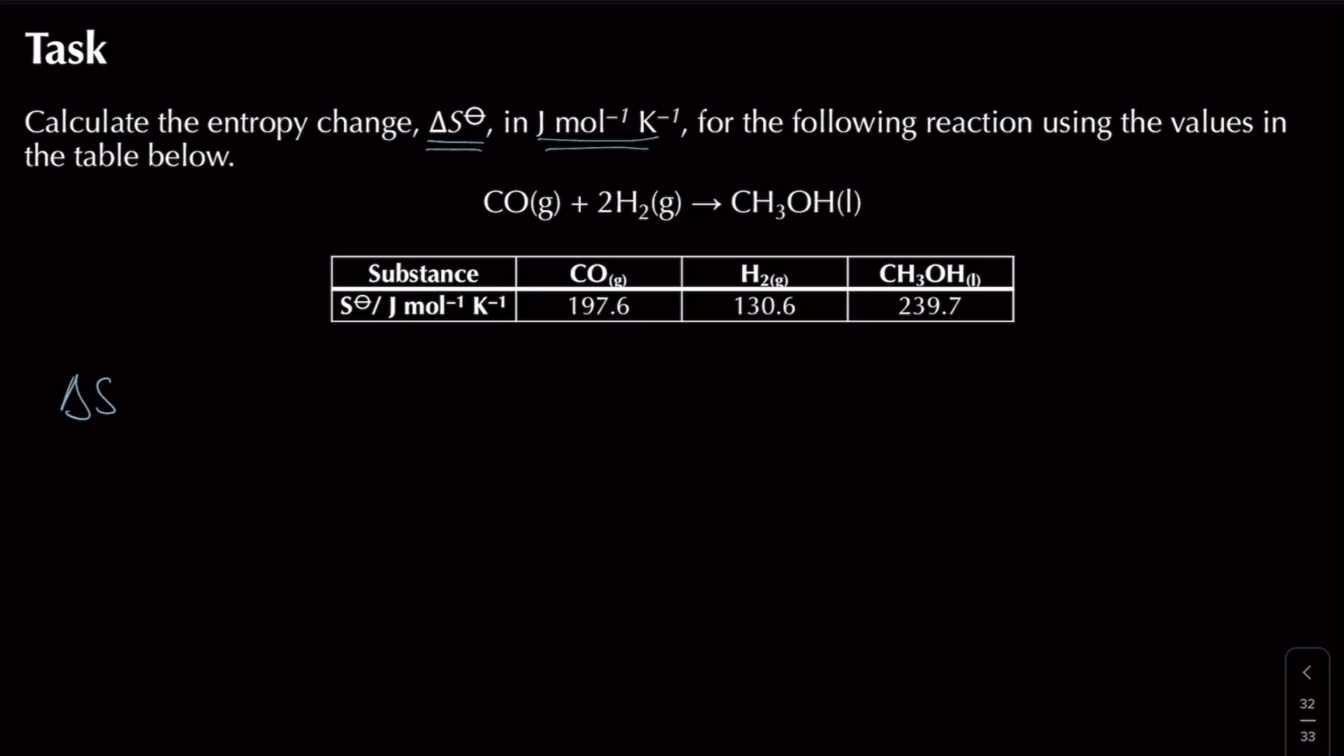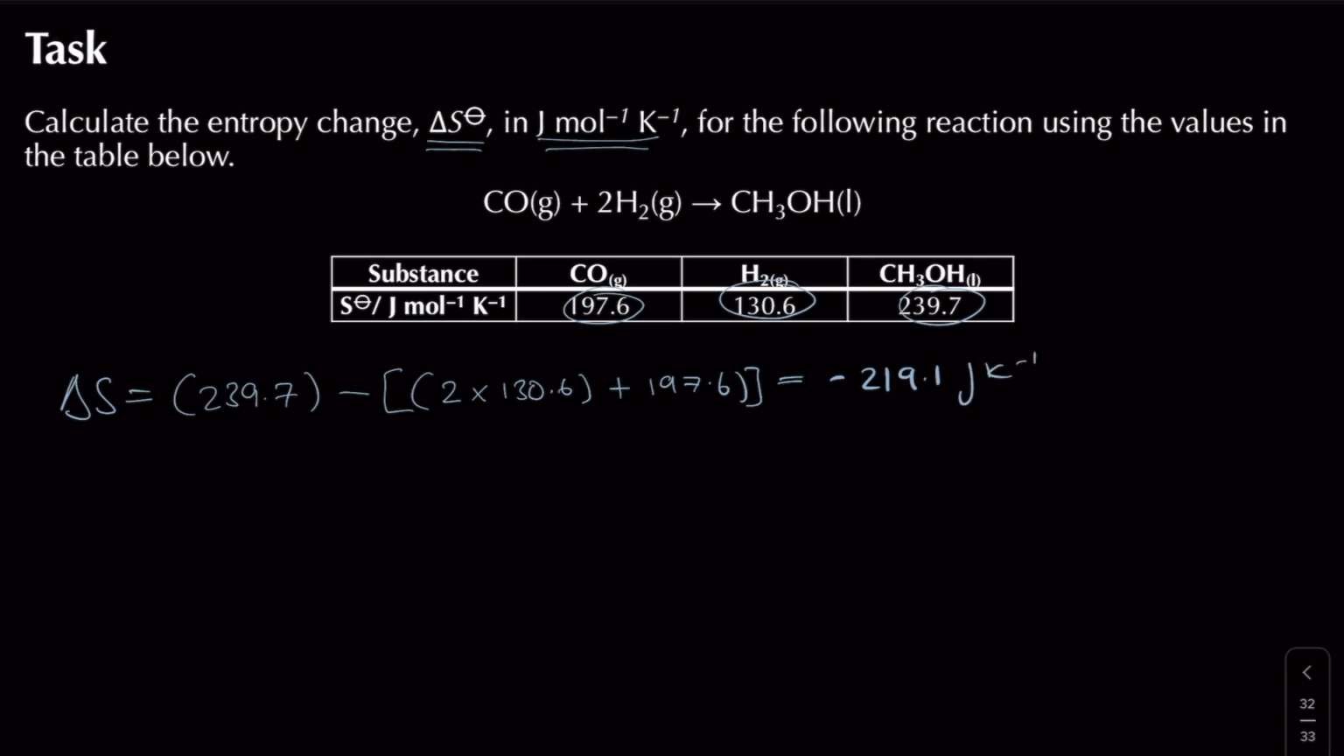We've got SPAR again. So in that case, I'm going to do my products, which in this case is going to be methanol. That's going to have a value of 239.7, not using big brackets here because it's really not needed. And then I'm going to use big brackets for the second part where I've got 2 lots of, of course, hydrogen. So I'm going to do 2 times 130.6, and then I'm going to add that to my value of carbon dioxide, which is going to be 197.6. So there's these 3 values used up. Of course I'll put this in my calculator and I end up with the following answer of minus 219.1, and of course it's going to be joules per Kelvin per mole as well. So there's my answer for that one.